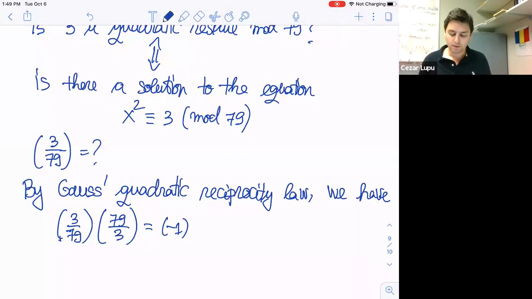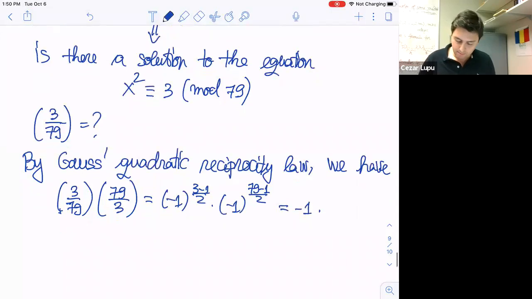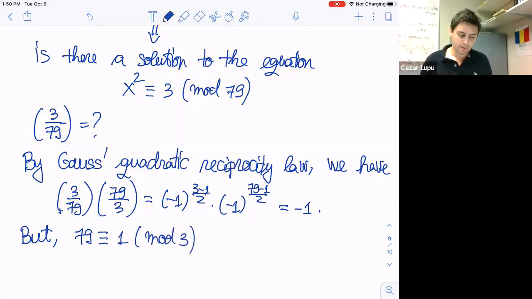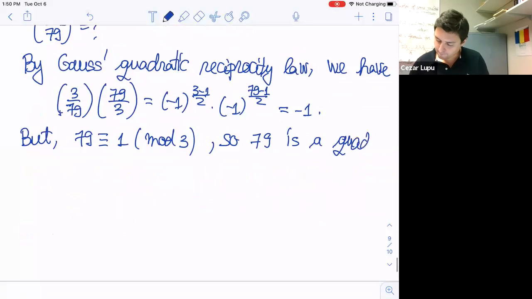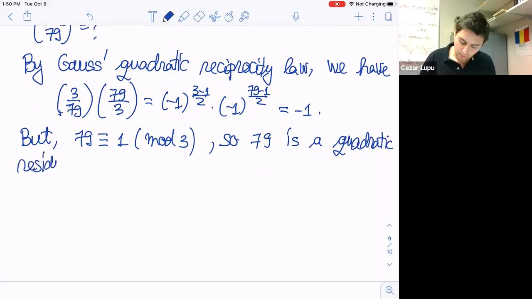So the Legendre symbol of this will be negative 1 to the power (3 minus 1) over 2 times (79 minus 1) over 2, right? So that's what we know about the, okay? And this, if you look at it, negative 1 times 1, this will be negative 1. And now let's look at 79, but we know that 79 mod 3 is 1. So it's 1 mod 3. So 79 is a quadratic residue mod 3.